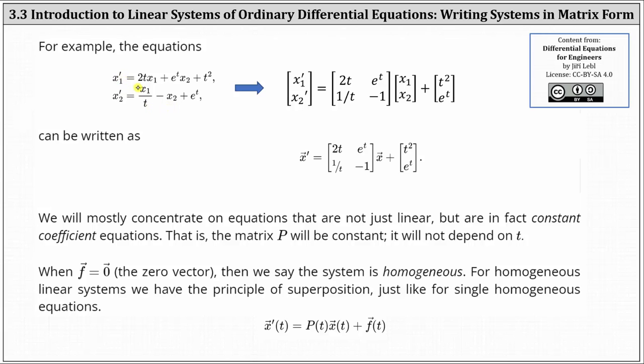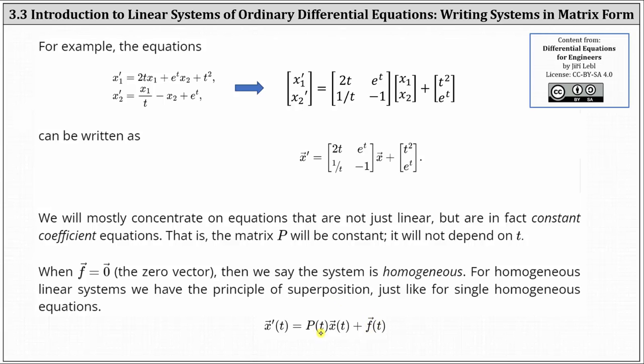We have x1 prime equals 2t times x1 plus e to the t times x2 plus t squared, and then we have x2 prime equals x1 divided by t minus x2 plus e to the t. To begin, we write x1 prime and x2 prime as a 2x1 column matrix, which represents a vector-valued function. And then on the right side of the equation, we want P of t, which is a matrix-valued function, times x of t, which is a vector-valued function, plus f of t, which is another vector-valued function.